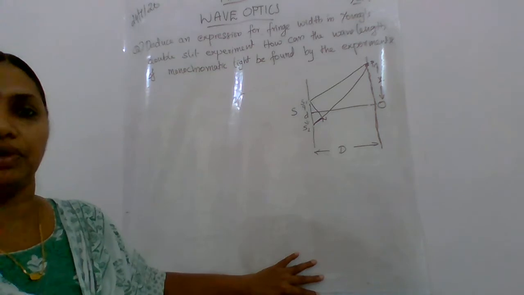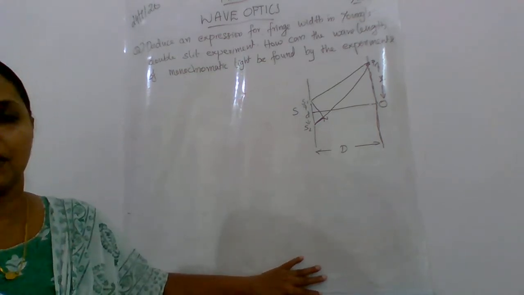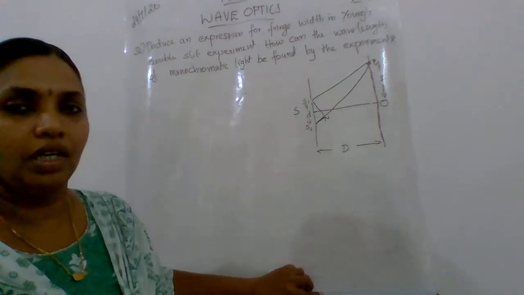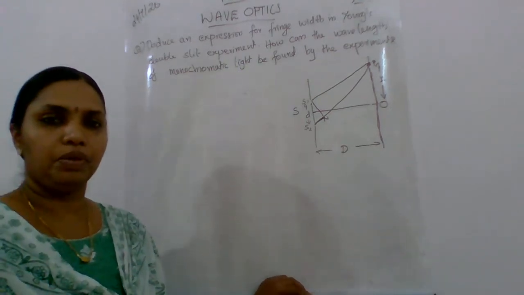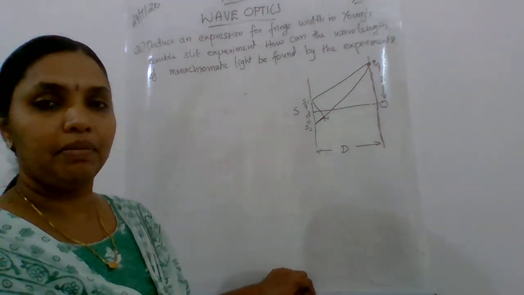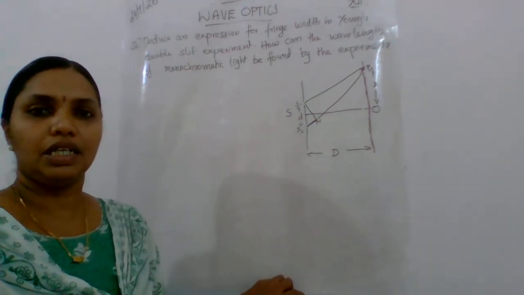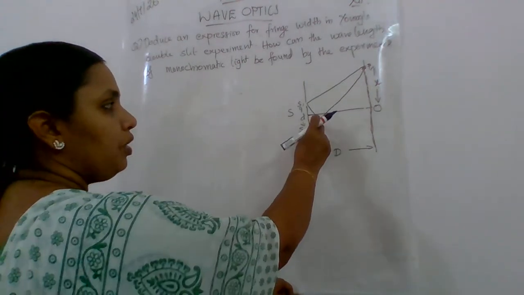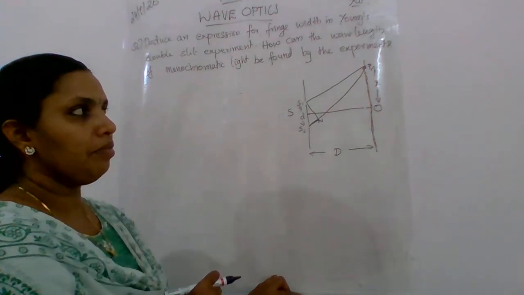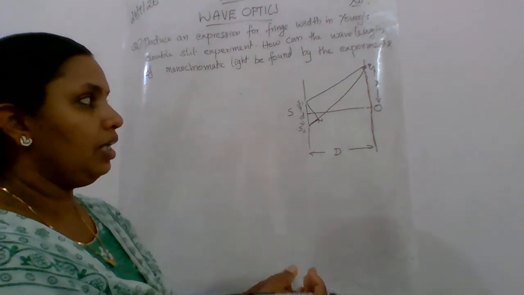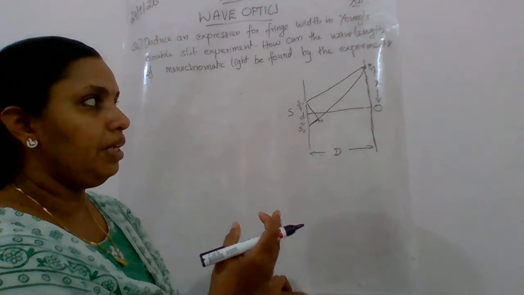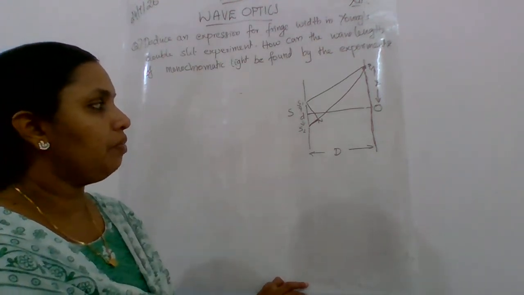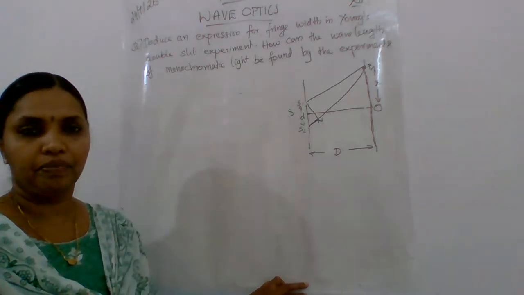Now we have the condition for constructive and destructive interference. If the path difference is n lambda, those waves will undergo constructive superposition. And if it is (2n plus 1) lambda by 2, those waves undergo destructive superposition. So that condition we know now. If you can find out this S2N and compare it with that condition, you can say whether the point P will be dark or bright. So we have to find out what S2N is.